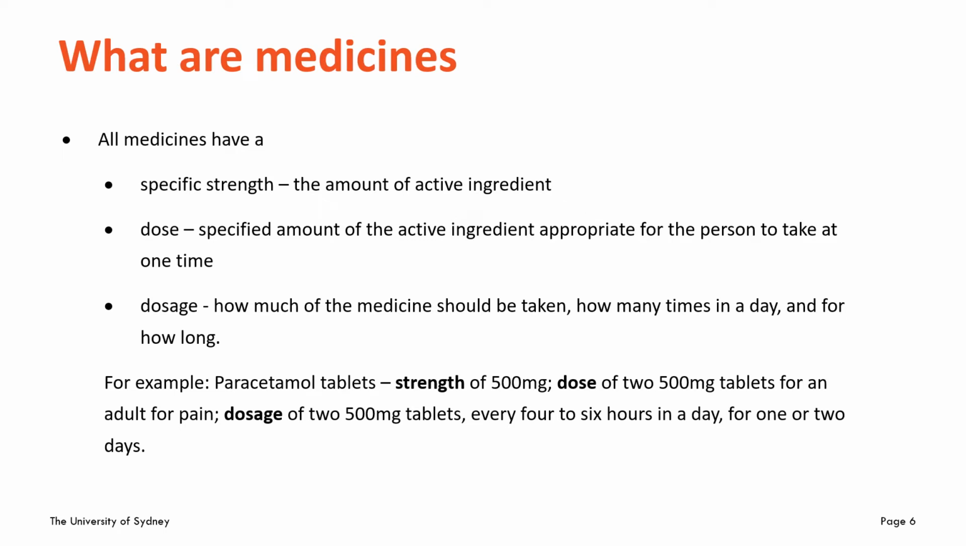And if you think about the dosage, which is how much should be taken, how many times, and for how long, well, if you've got pain, you would take 2 500 milligram tablets, and you would take that at intervals of 4 to 6 hours in a 24-hour period. And you might take that for 1 or 2 days if you've got pain, or it might be longer depending on the kind of pain that you have. Now, for every patient, their medicine will have a dosage, which is how much of the medicine should be taken. And that, in most cases, will be similar because of the medicine itself, but it could vary depending on the person.